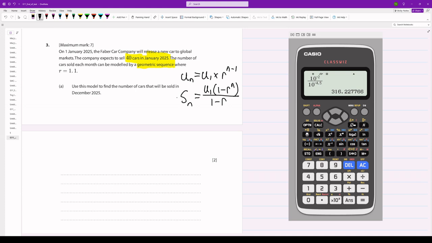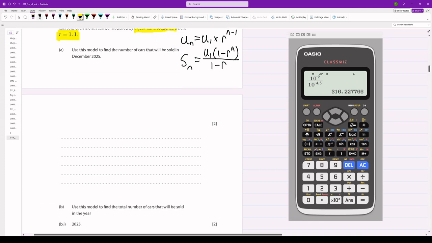Anyway, we've got r is equal to 1.1. U1, the very first term, must be 40, because that's the one in January. So let's just use both of them. I've been asked to find how many cars should be sold in December. Easy. That's U12, because December is the 12th month. I probably didn't need to say that. Anyway, 40 multiplied by 1.1 to the power of 12 minus 1.